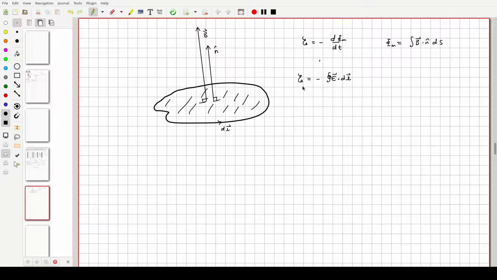So if I were to relate these two, for right now I'm going to put this in parentheses: on the left-hand side, a closed loop integral of E dot dl, and on the right-hand side, I have a minus d by dt of B dot n hat ds.